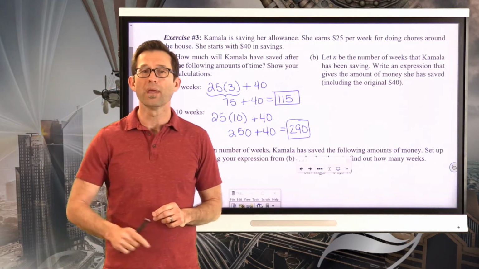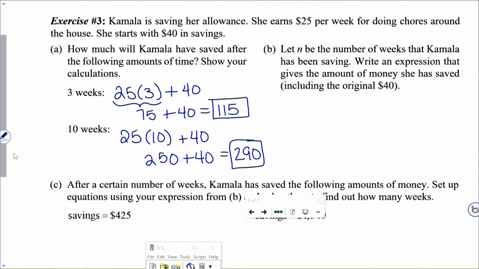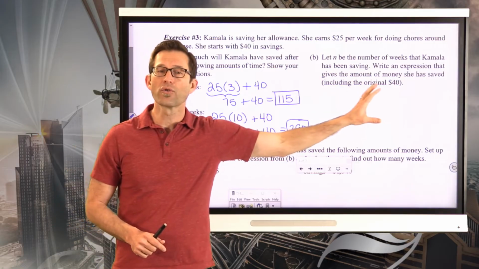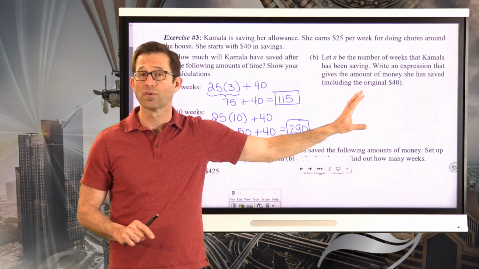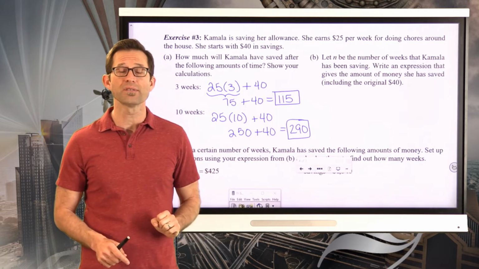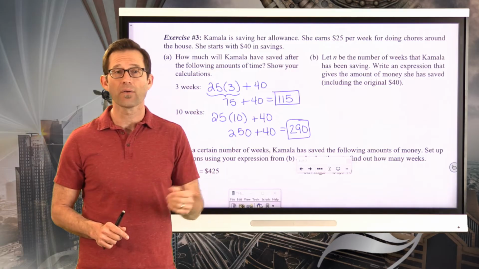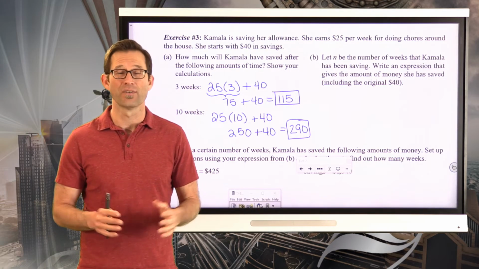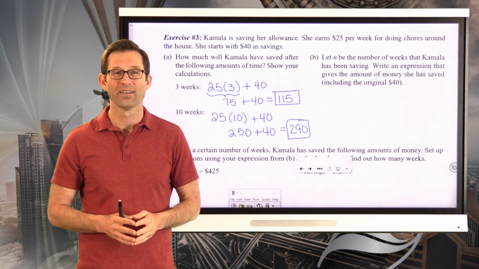Now let's take a look at letter B, where we make our algebraic jump. Let n be the number of weeks that Kamala has been saving. Write an equation that gives the amount of money she has saved, including the original $40. All right, well, based on what's going on here, I'd like you to try to write an expression. It's not an equation. There's no equal sign here. I just want an expression that if you told me the number of weeks she had been saving, n, I could then calculate using that expression how much she's saved. Go ahead and pause the video now and see what you can write down.